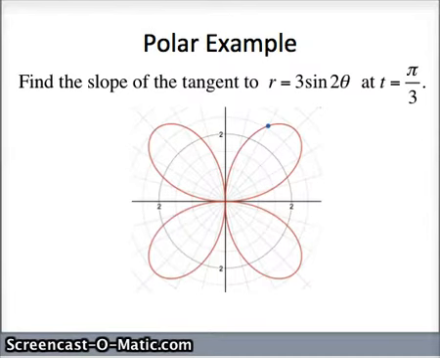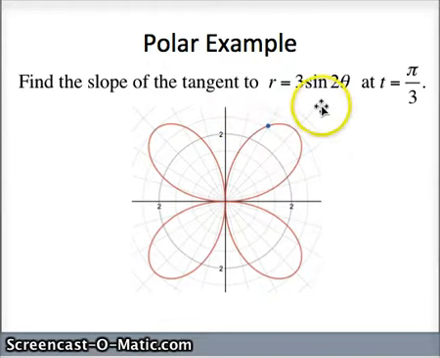So here's what we'll start with. We want to find the slope of the tangent to r equals 3 sine 2 theta at theta equals pi over 3. So I've graphed that polar curve, that rose. The point of interest is pi over 3, so 60 degrees up from the x-axis. So there's the point on the curve. We want to find the slope of the tangent at that point.